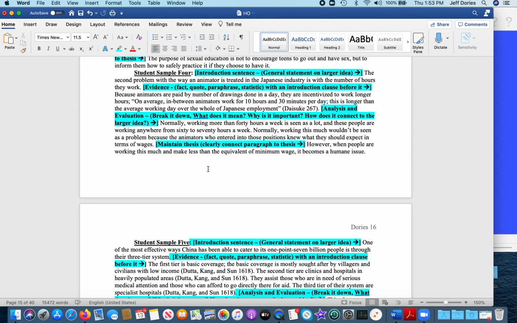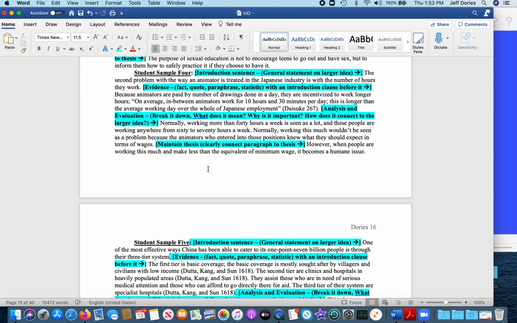Because animators are paid by a number of drawings done in a day, they are incentivized to work longer hours. On average, in between animators work for 10 hours and 30 minutes a day. This is longer than the average working day over the whole of Japanese employment. Okay, so there's your fact, your evidence. And so now I need to break it down. And here I think they combine analysis and evaluation.